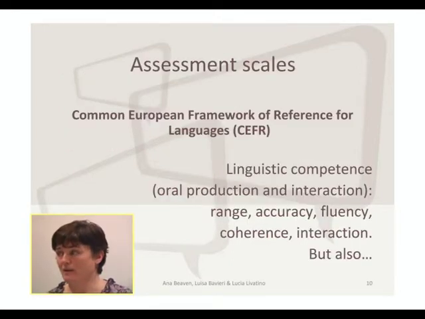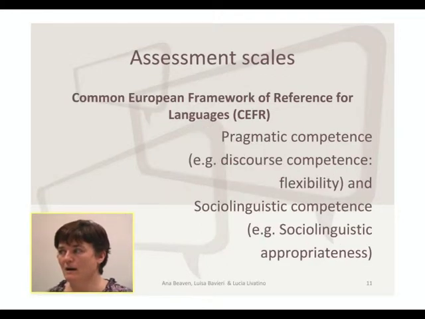The Common European Framework contains, apart from scales for linguistic competence, like oral production and interaction, and these include scales and descriptors for range, accuracy, fluency, coherence, and interaction, what we call the qualitative scales. It also contains a number of scales which perhaps are less well known. These are the pragmatic competence scales and the sociolinguistic competence scales, including, for example, discourse competence like flexibility and sociolinguistic appropriateness. These scales are less well known, but are very useful when we're thinking of assessing something similar to intercultural communicative competence.